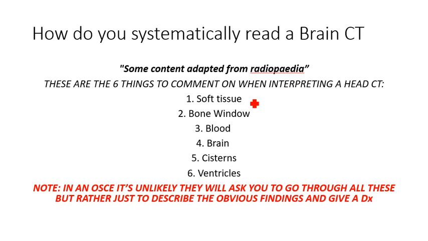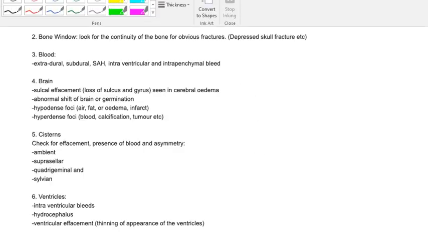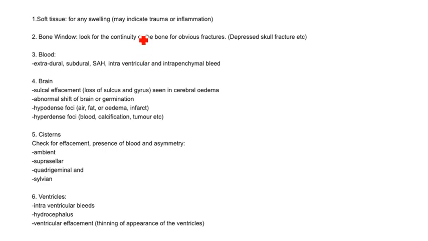Number 1, you start from outside in. You look at the soft tissue, which we'll go through very soon. Then the bone window will show you the continuity if there's any fractures. Then you look at is there any evidence of blood that you're picking up. Look at the brain parenchyma. The cisterns are just collections of CSF fluid in places where the brain is not. And finally, the ventricles. If you know this approach, you should be fine to approach it. All right, now let's start with soft tissue.